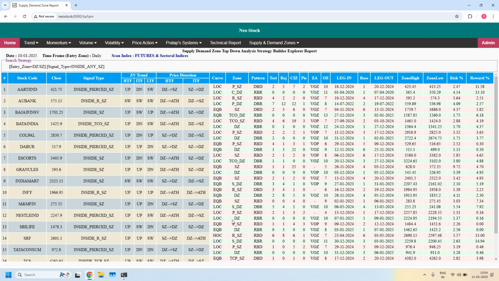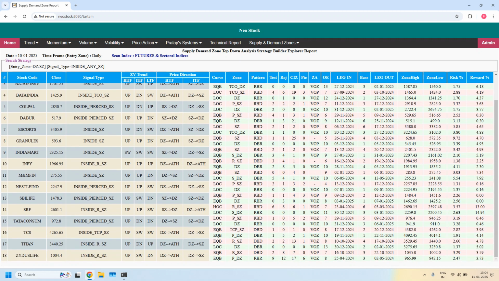Of course, some demand zones also might be pierced, but current price is not closed inside them. Our focus is on the supply zones. Okay, I am scrolling the list down. So total 18 stocks are filtered, where price closed inside the supply zone, daily supply zone.